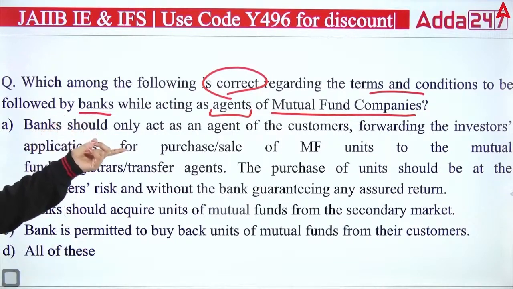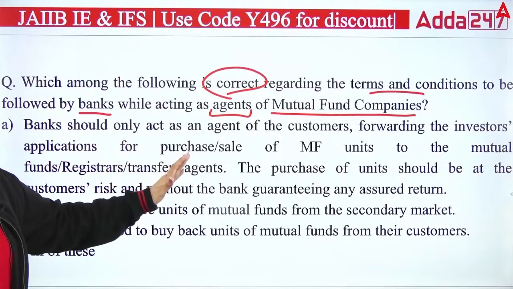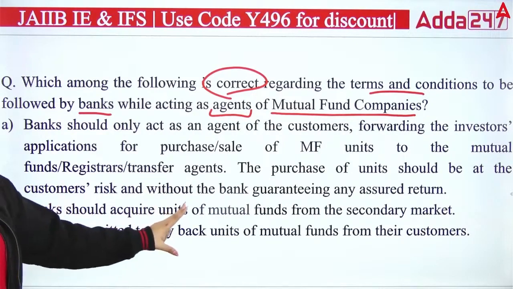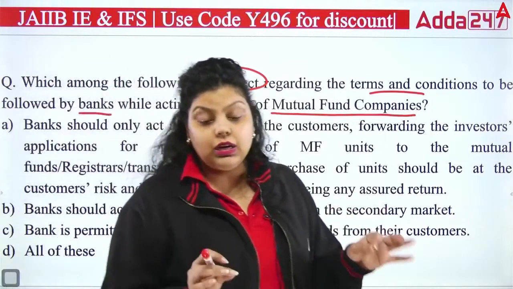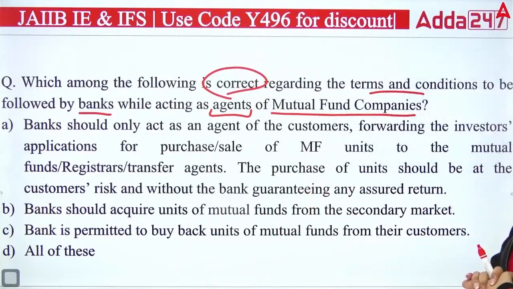First is saying bank should only act as an agent of the customer, forwarding the investor application for purchase or sale of mutual fund units to the mutual fund registrar and transfer agents. The purchase of units should be at the customer's risk and without the bank guaranteeing any assured return. Second, bank should acquire units of mutual fund from the secondary market. Third, bank is permitted to buy back units of mutual fund from their customer, and all of these. So which of the following is correct regarding the terms and conditions to be followed by the banks? A, B, C or D?